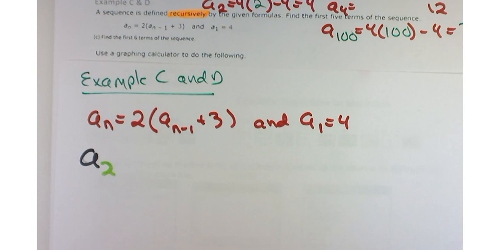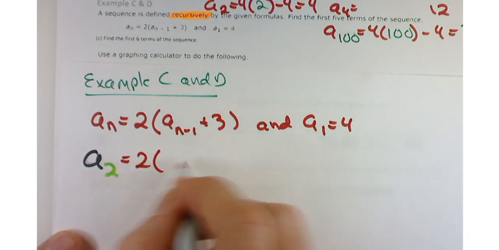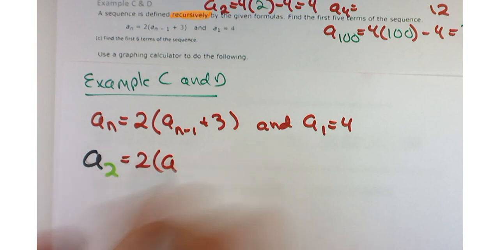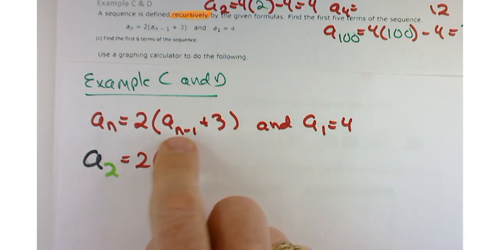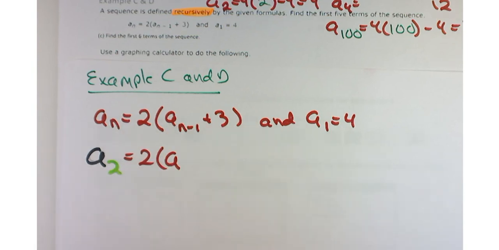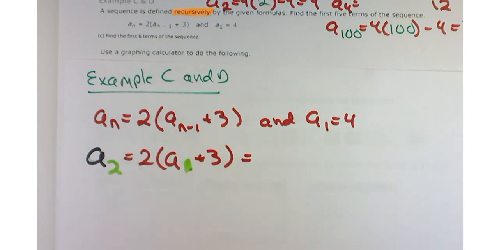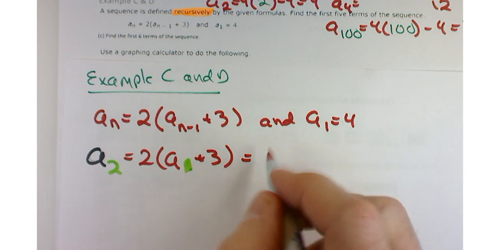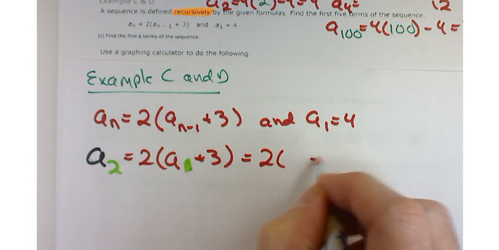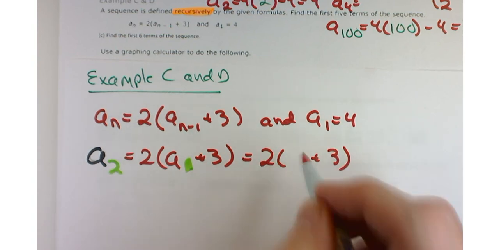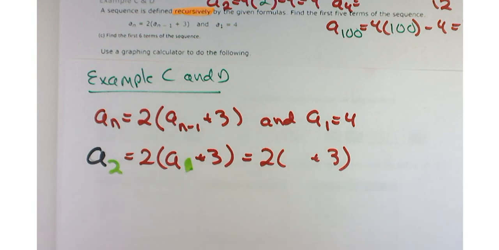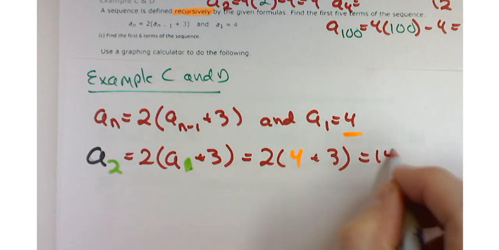So let's squeeze that in here. Equals 2 times a sub 1. That's your 2 minus 1. So a sub 1 plus 3. Well, what's a sub 1? 4. So this is really 2 times 4 plus 3. 4 plus 3. So 2 times 7 gives me 14.